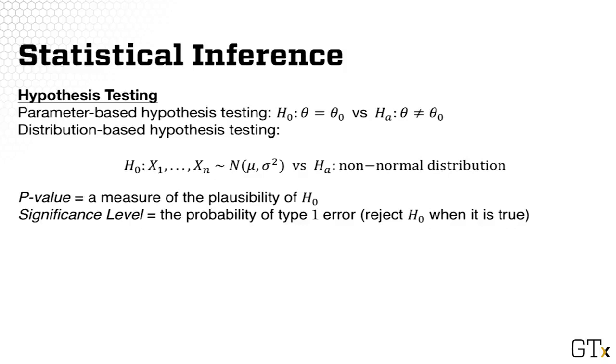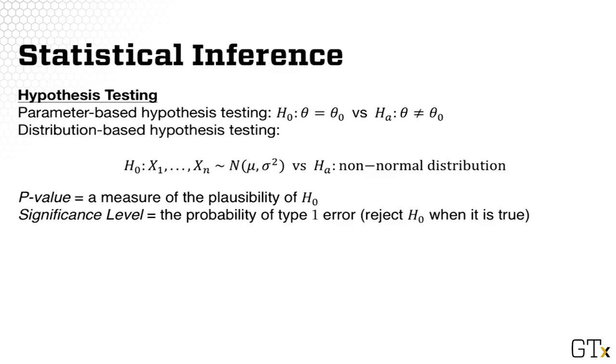We can also have hypothesis testing for distributions. For example, we may be interested to test whether the data come from a normal distribution versus not. In all such hypothesis testing procedures, we always have a null and alternative hypothesis. We often make decisions based on a p-value rather than rejection rules. And in this class, we're going to focus on making decisions based on p-values.